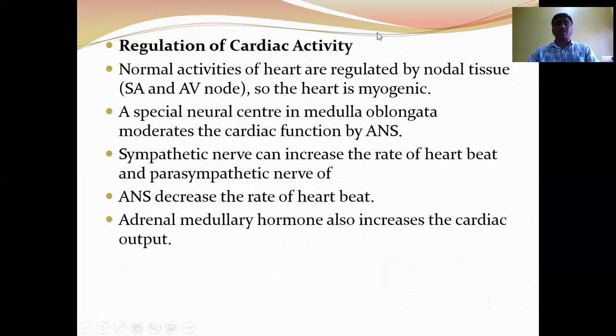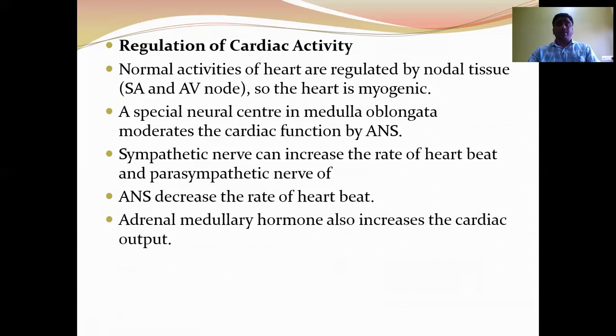Regulation of cardiac activity. The normal activity of the heart is regulated by nodal tissue. So the human heart is myogenic because it does not require nerve impulses to contract and relax. The electrical impulses required for the contraction and relaxation of the heart are generated in the cardiac muscles of the heart itself.